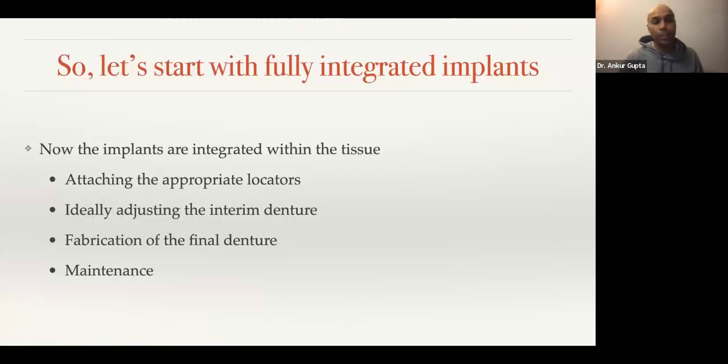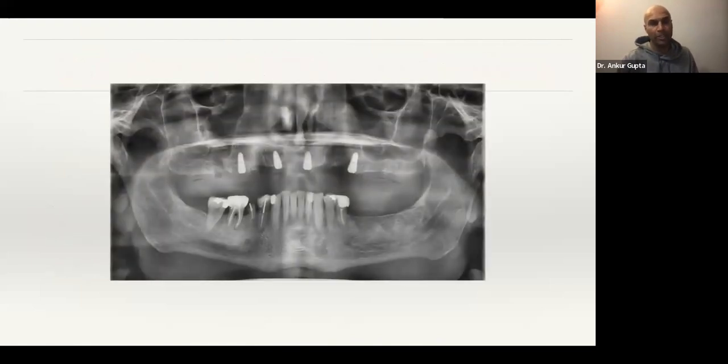Okay, so the surgery is done. The implants are healed. Nothing is emerging from the tissue yet, except for maybe a healing cap. Now it's time to attach the locators, adjust your interim, fabricate your final denture, and maintain those implants around the denture. So in this case, I had this patient here.